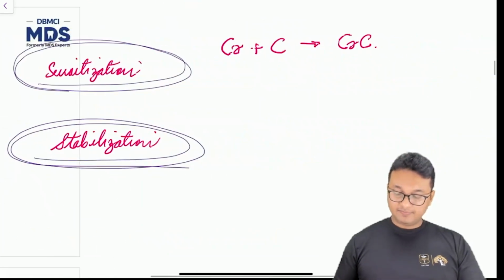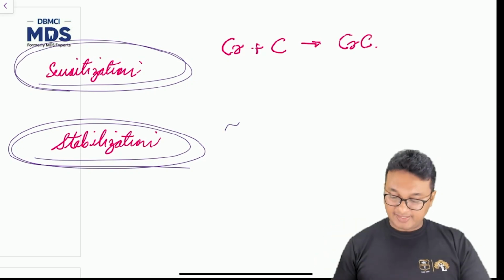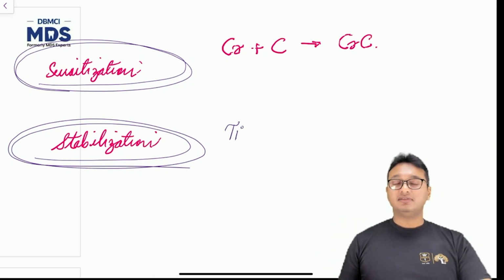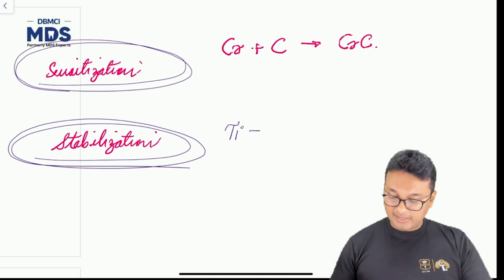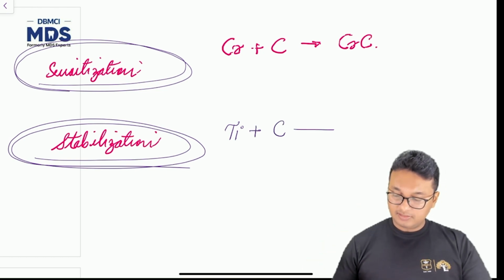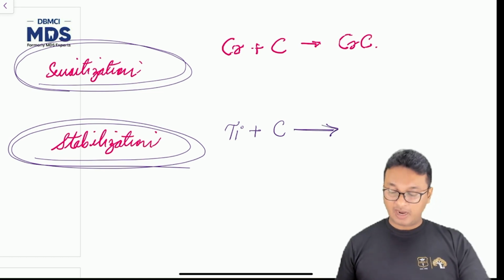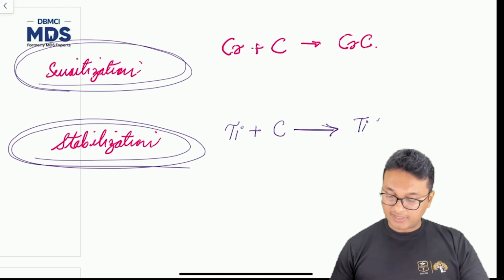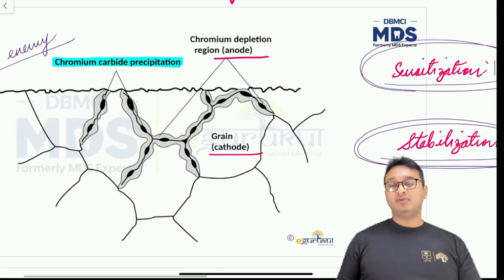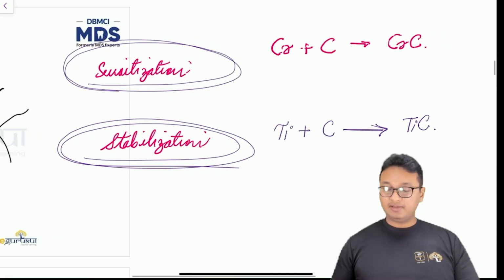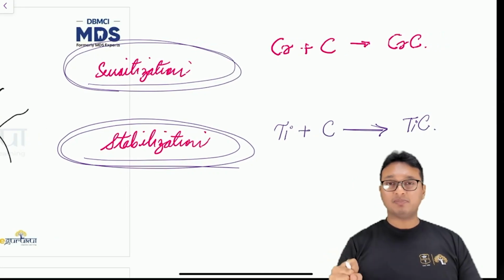Stabilization is done by addition of certain parts of titanium within the stainless steel. Titanium is added. Titanium gets preferentially reacted to carbon, leading to formation of titanium carbide instead of chromium carbide at the grain boundaries. And this titanium carbide does not cause any structural deformation to the bulk metal.